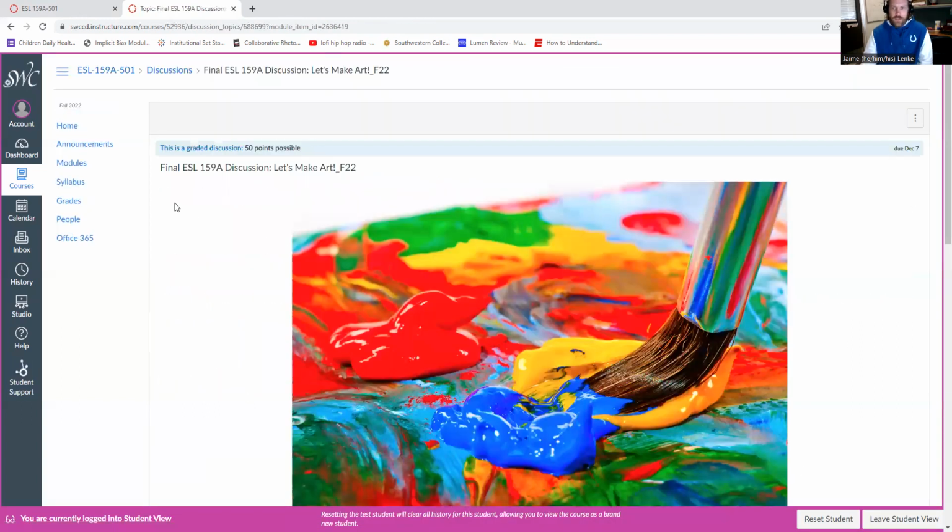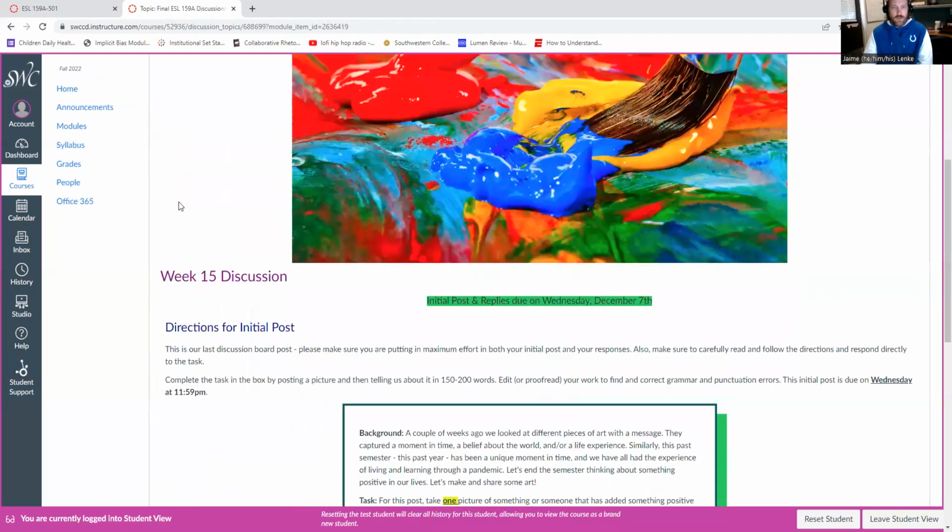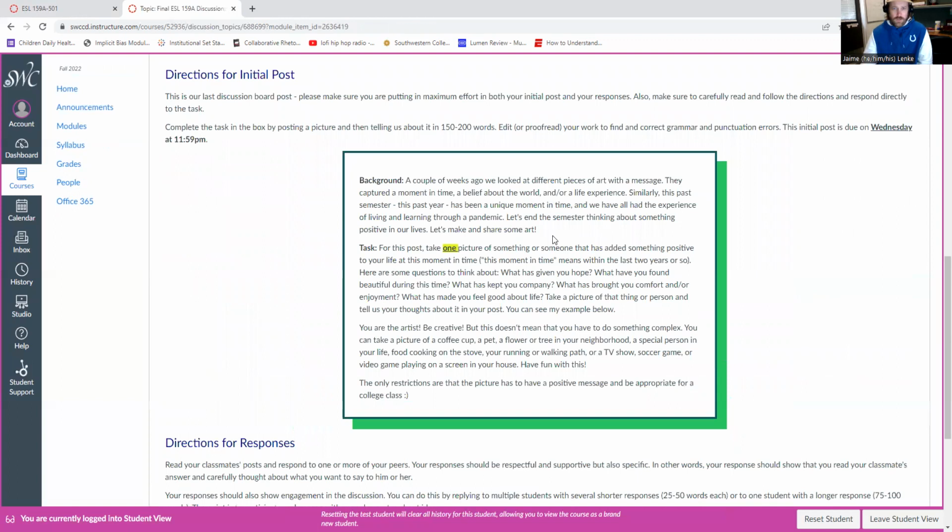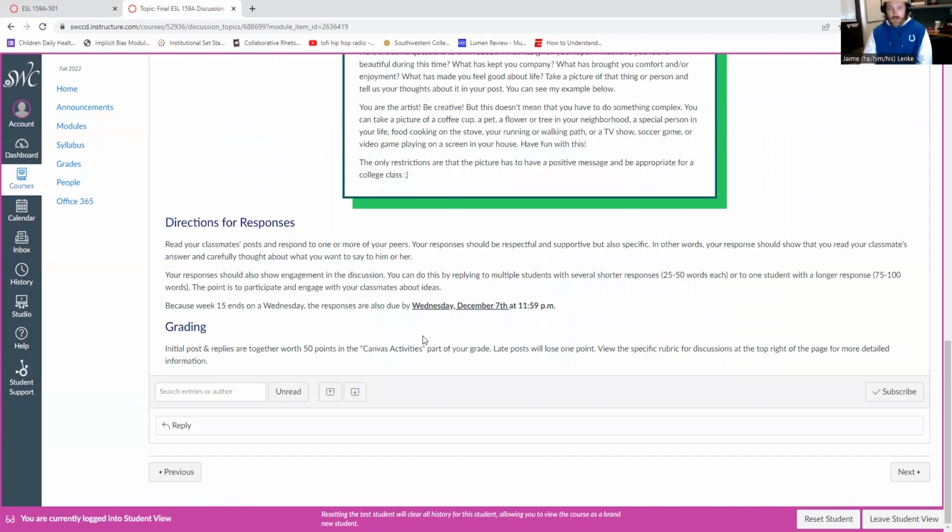Okay. And then for our last discussion as a group, we're going to talk about something positive and uplifting. You're going to take one picture of something or someone that has added something positive to your life in recent memory and explain why. You'll add it to the discussion board, give a little explanation, and then reply to classmates. You'll notice that all the assignments in weeks 14 and 15 are all due on Wednesday, December 7th. That gives us about 10, 12 days to get these assignments completed. So yeah, Wednesday, December 7th.